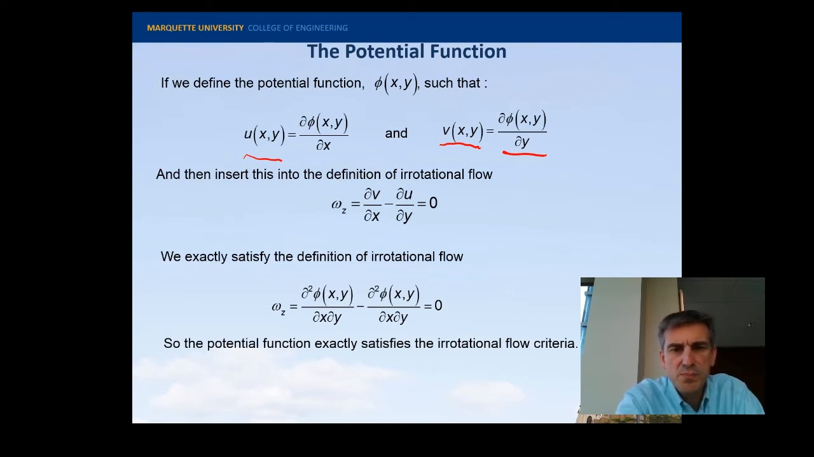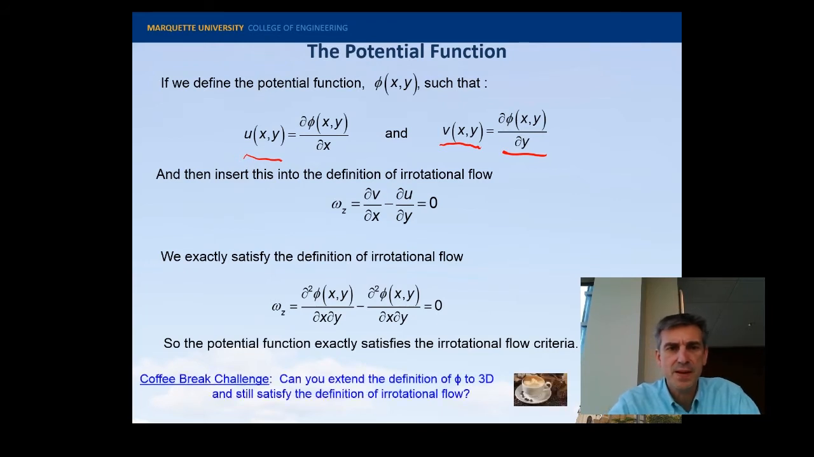So what we end up with is partial squared phi with respect to partial x, partial y, minus partial squared phi, partial x, partial y. So those are exactly equal to 0. So the potential function exactly satisfies the irrotational flow criteria. And keep in mind that we haven't said anything about the viscosity, right? We're basically saying that this is just, by definition, what the potential function is. It satisfies irrotational flow exactly.